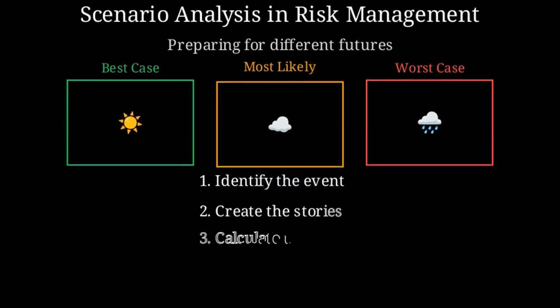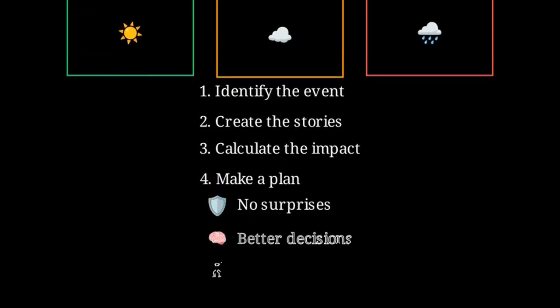How does scenario analysis work? We follow four simple steps. Identify the event, create three stories, calculate the impact, and make a plan. Why is it helpful? It reduces surprises, improves decisions, and tests strength under pressure.